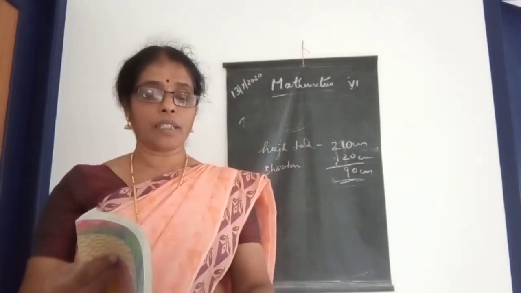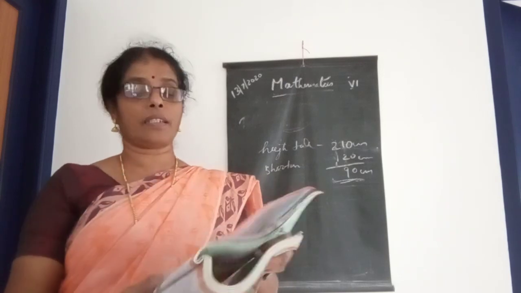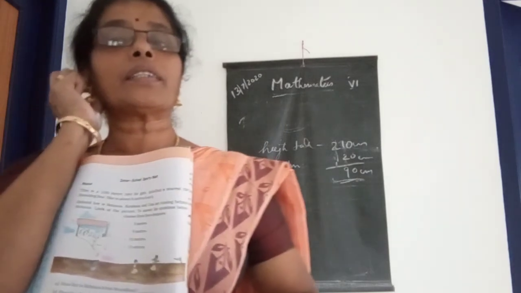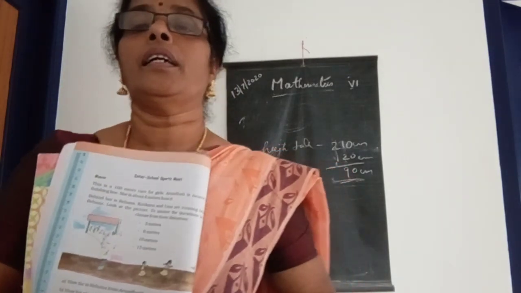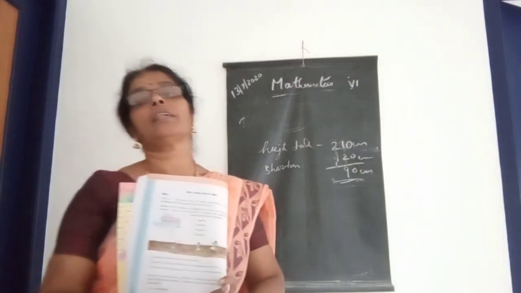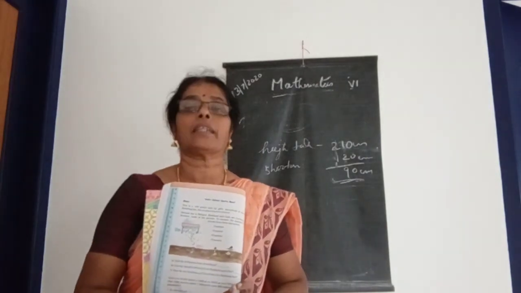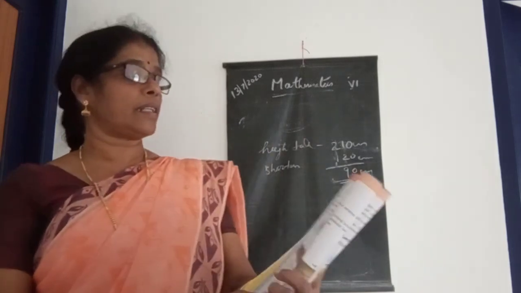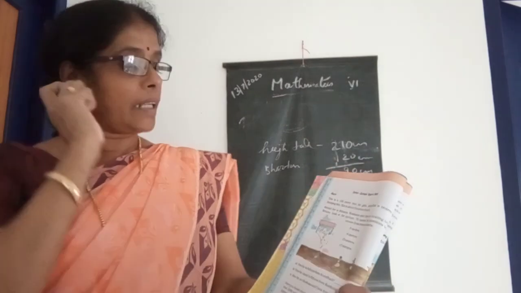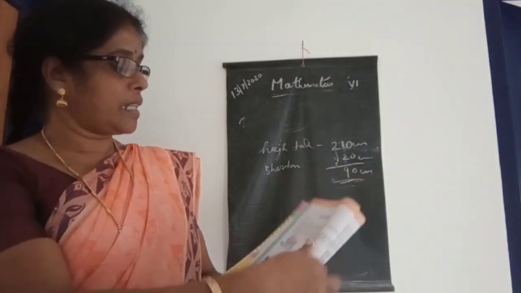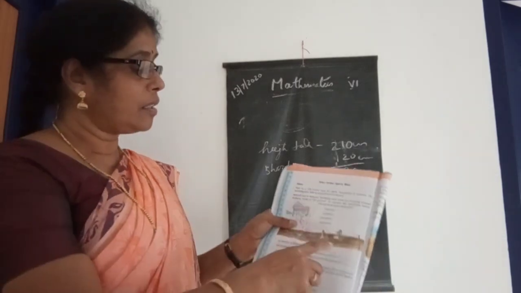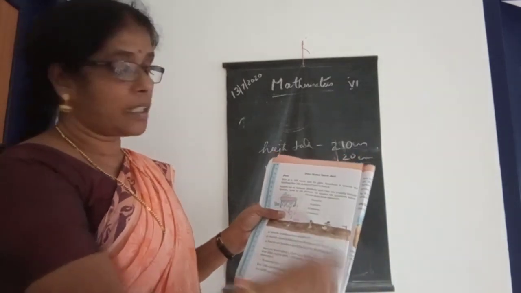Okay. Then next one is in the school sports meet. Listen, children. You are also participating in the sports in your school, isn't it? Last year also you already participated in the running race, 100 meter running race and 50 meter running race, isn't it? So here also there is a race. Look here. This is a 100 meter race for girls. And here Arundhati is nearest the finishing line.